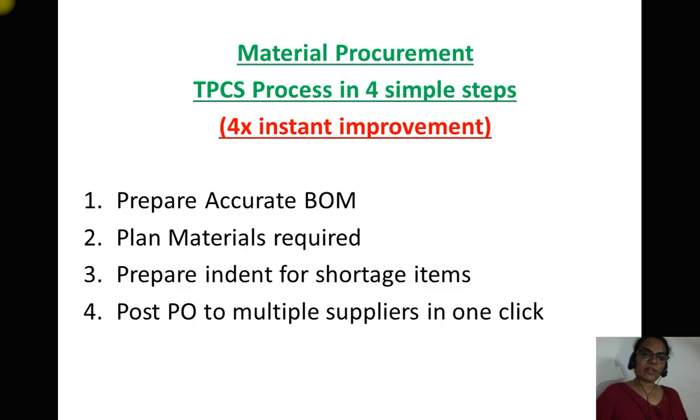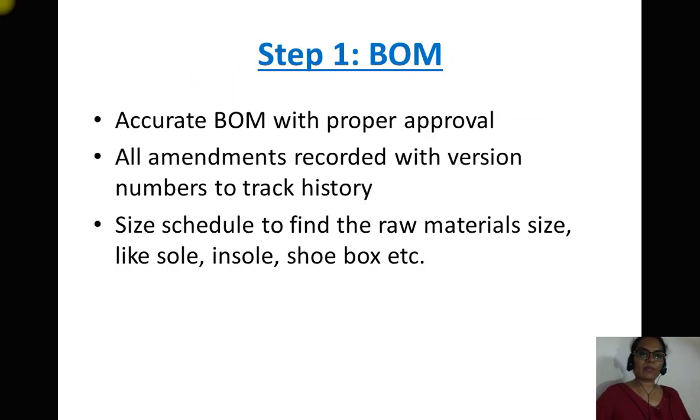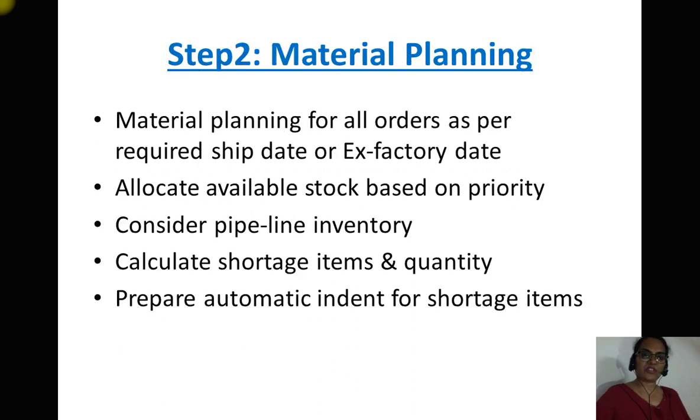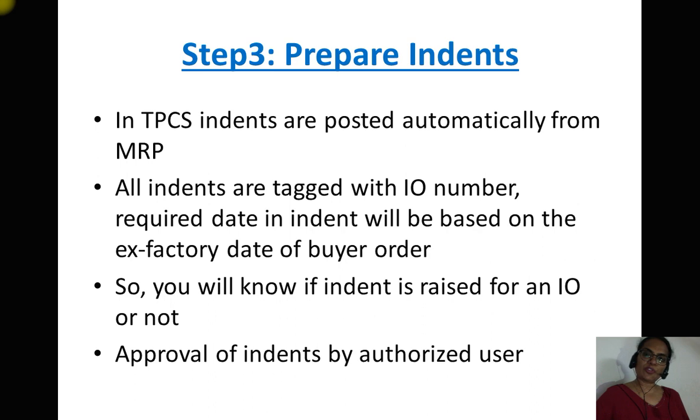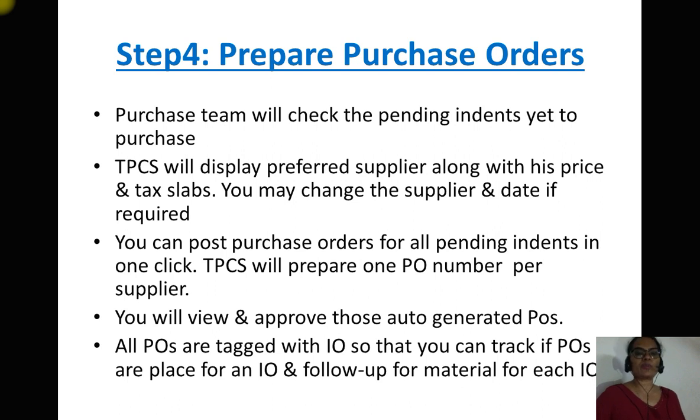So step number one is to have an accurate bill of material with proper amendment process and authorization process and maintaining the history of bill of material. Step 2 is to have a detailed material requirement planning from which you will get the calculation for the shortage items. And step 3 is to prepare indents based on the shortages calculated in the planning module. And step 4 is to prepare purchase orders with reference to the indent number.